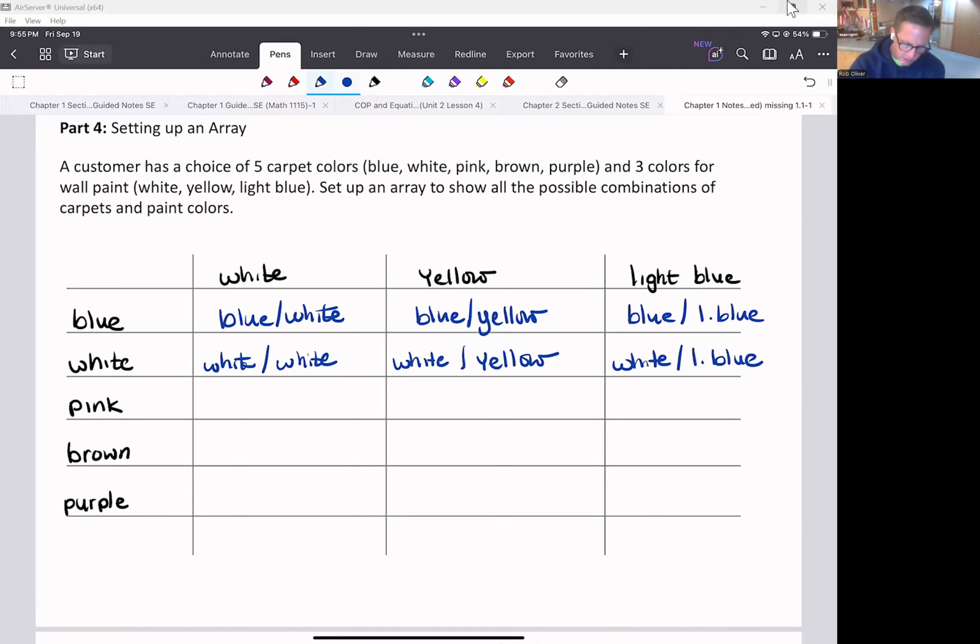Now just go through this. All right, so we've got pink. I'm just going to write pink a bunch of times here. Pink, pink, pink. And then we've got pink and white. Pink and, oops, I wrote white for some reason, yellow. And we've got pink and light blue.